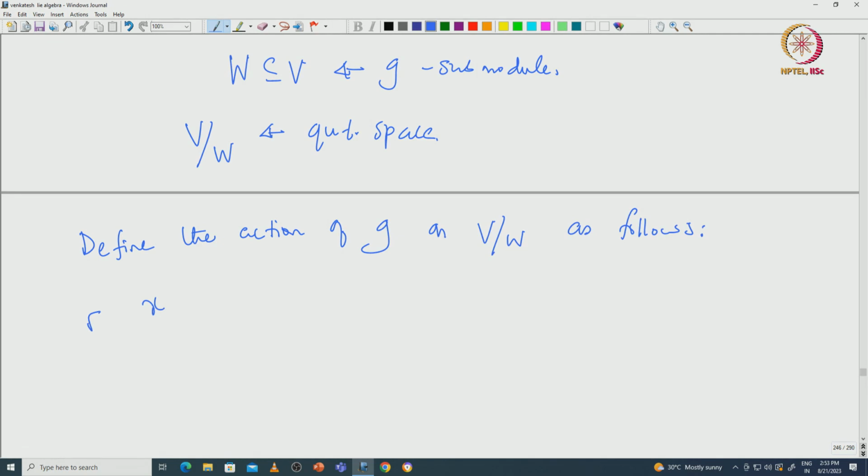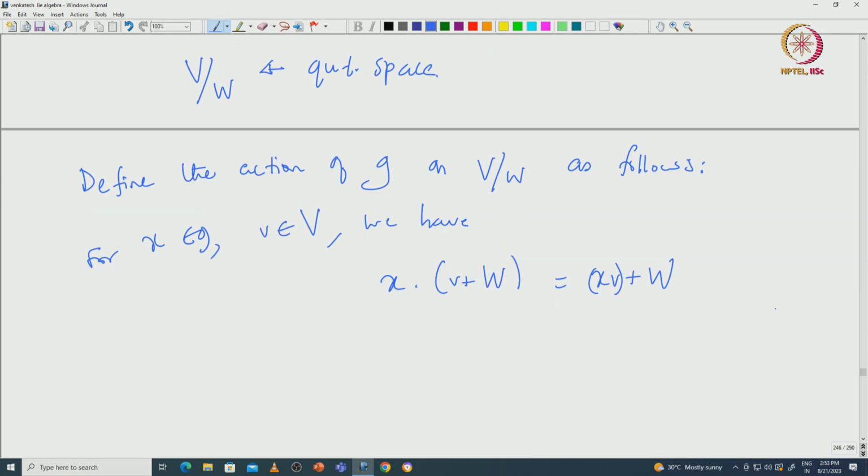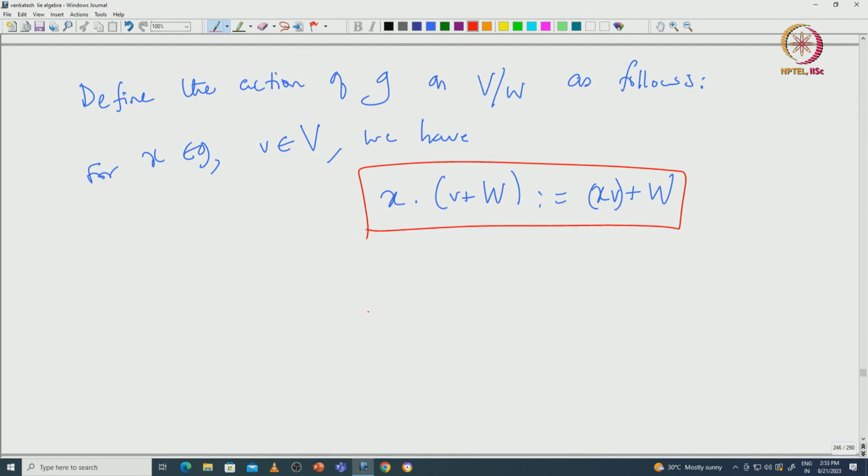G on this V mod W as follows. Take x in G and some v in capital V. So, x acting on v plus W is given to be xv plus W. You compute xv and then take the coset corresponding to that xv. So, this is the definition of the action. We have to check this action is, first of all, well defined, and on top of it, it should satisfy the module properties M1 to M3.